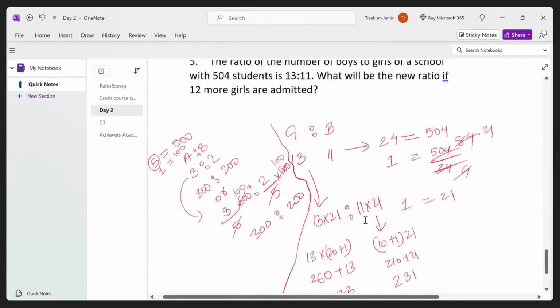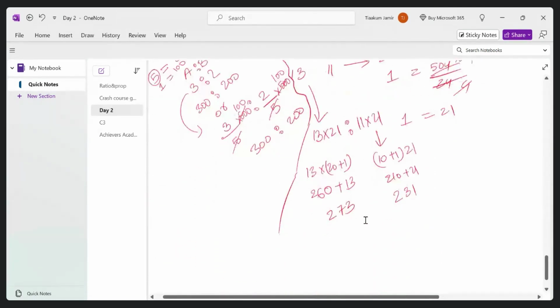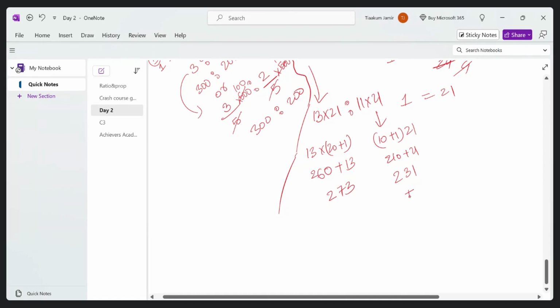Now according to the question, it says if 12 more girls are added, that means 12 is added to the ratio. The new ratio will be what? So the new ratio will be 273 and this one plus 12, 243 over 9. Now this is the ratio of the number of boys to girls after adding 12 more girls. We need to find the new ratio. The answer will be 91 is to 81.